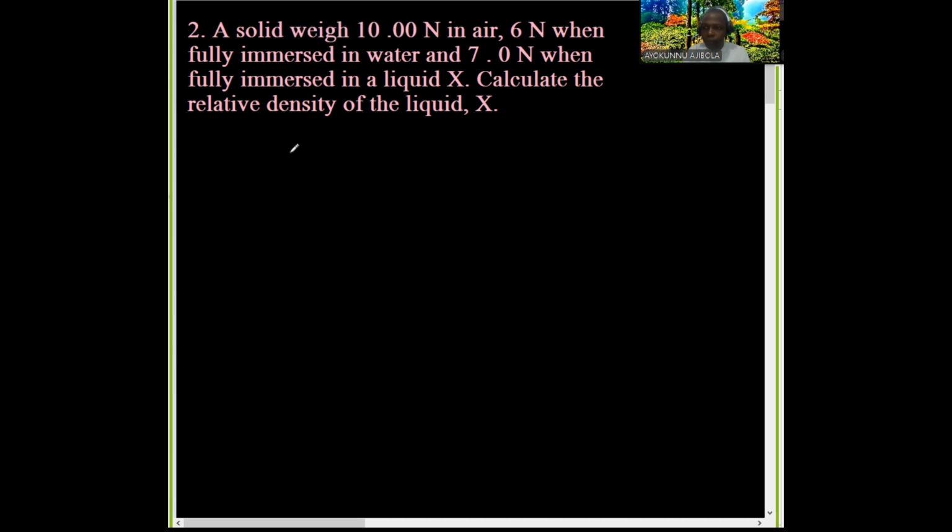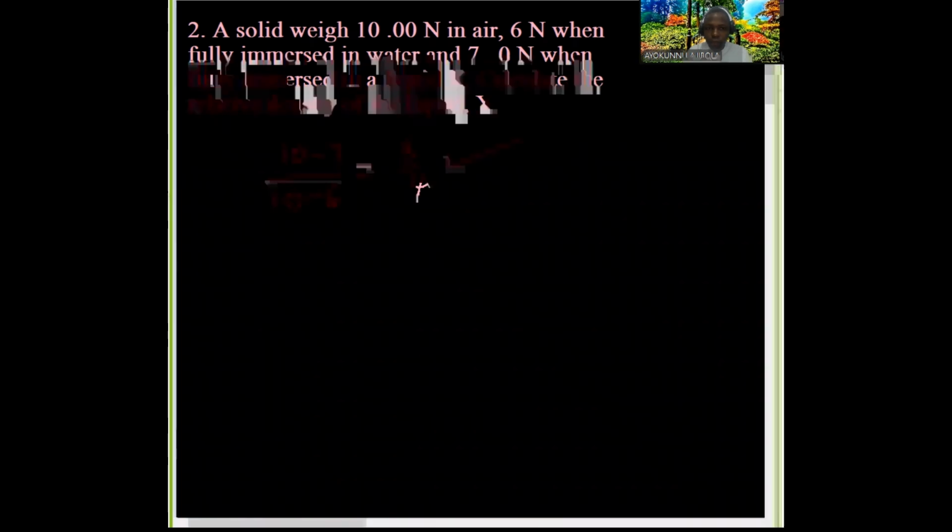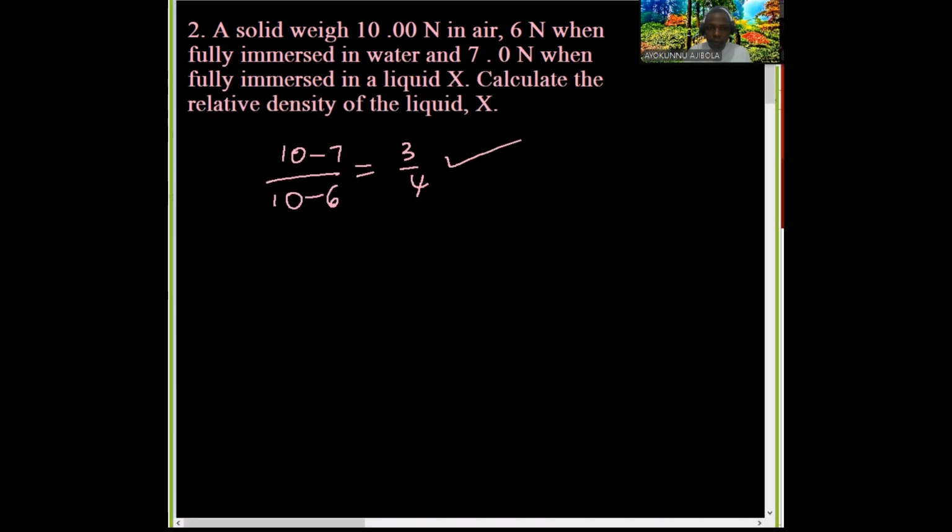Okay? 10 minus 7, 10 minus 6. And that will give you 3 over 4. Okay? So, just in case it's a theory question, you will go beyond just getting the answer, to the explanation too. Okay? Is that clear?